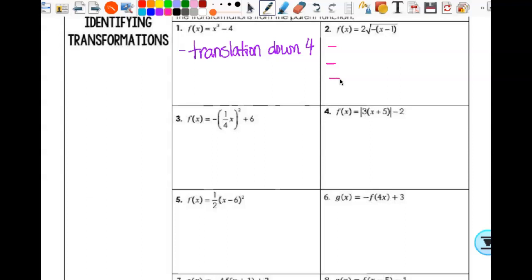So that 2, does that affect x or y? Y. And when we multiply, what kind of transformation is that? What's the overall word? It could be a stretch or a compression, a dilation. Okay, so that's the word we need to use. We have a dilation. Is this dilation vertical or horizontal? Vertical because it's affecting y. And what factor by what? By 2. Good, because y does not lie, right?